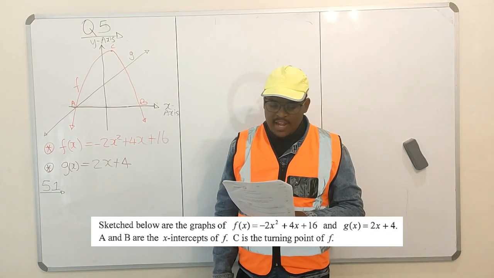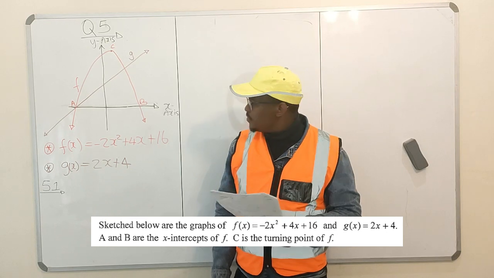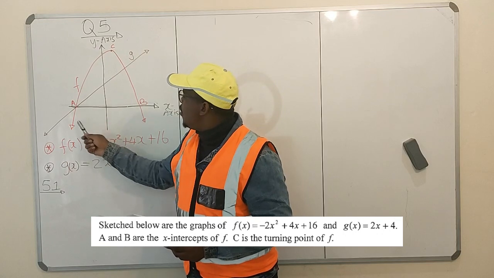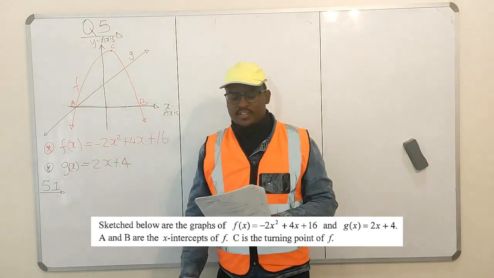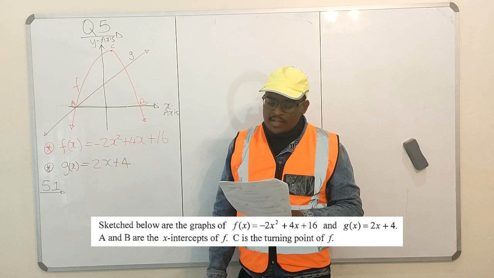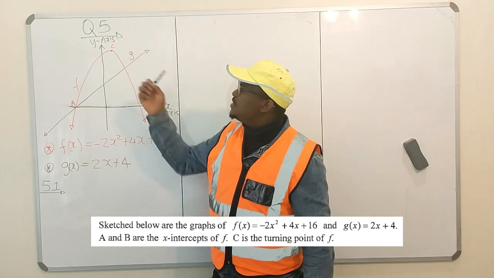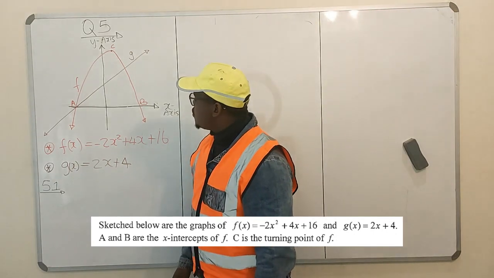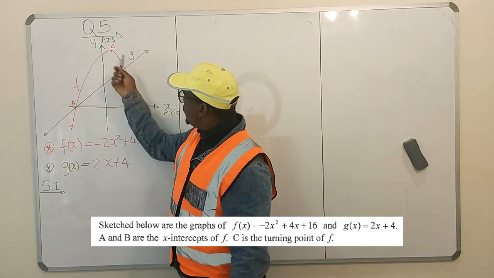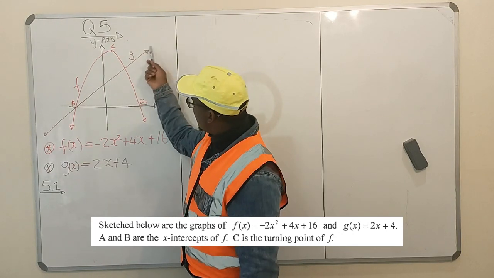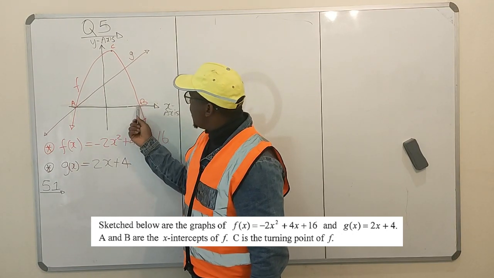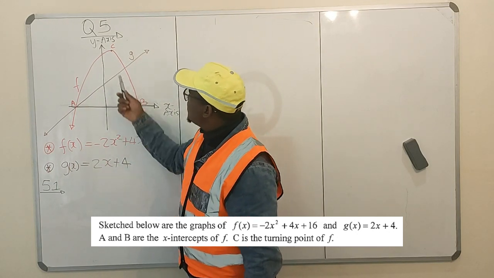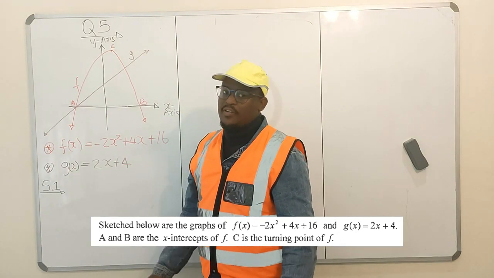You are told a and b are the x-intercepts of f, which is the parabolic function. C is the turning point of f. So I'll just summarize what I just read. You are given this equation of f and this equation of g here. You are told that a and b are x-intercepts of our f, the parabola, and C is the turning point of f.